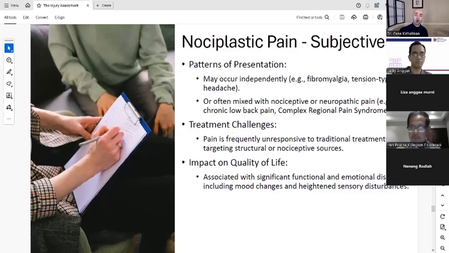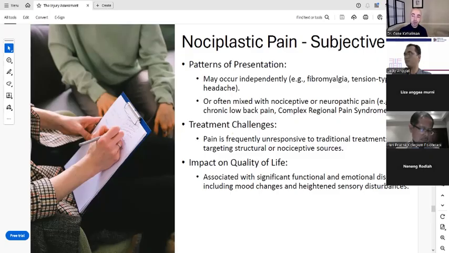Yes. So the pain may occur independently. The nociplastic pain may just be the cause of their pain themselves, so fibromyalgia, tension type headaches, or it can be mixed. As we talked about with complex regional pain syndrome, that can be mixed between nociplastic and neuropathic. For treatment, pain is frequently unresponsive to traditional treatments.